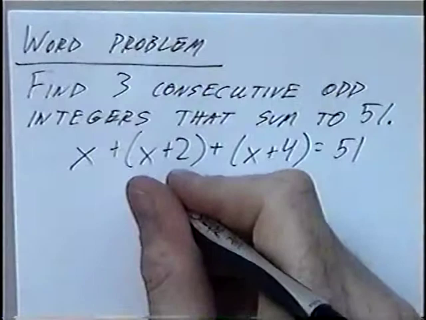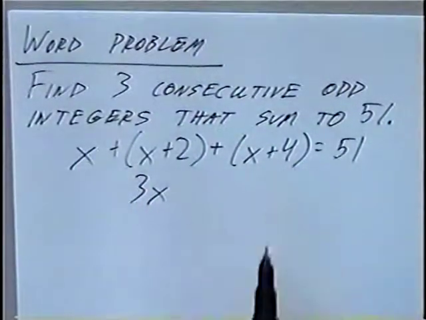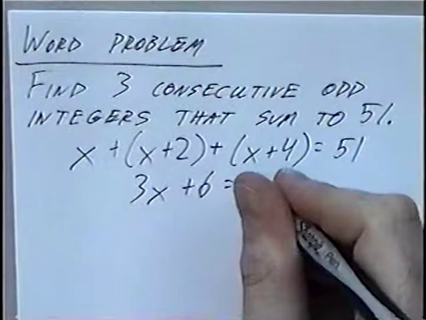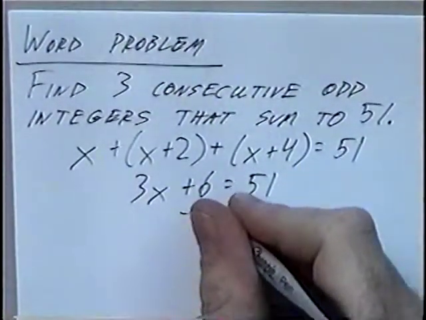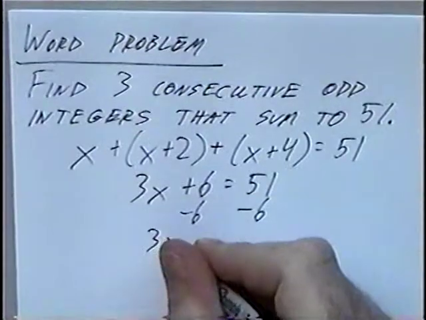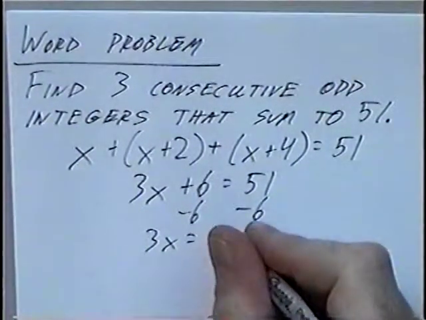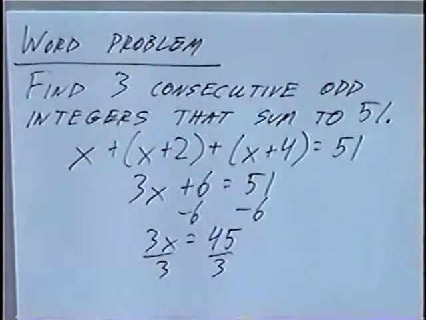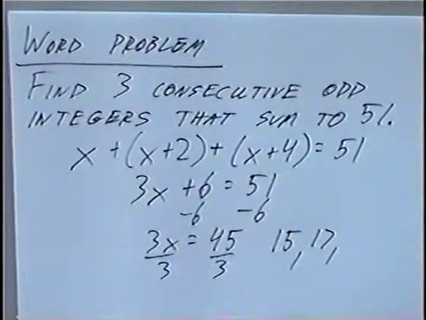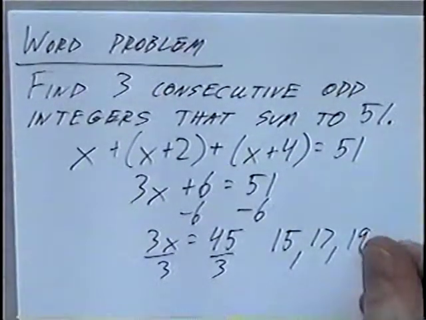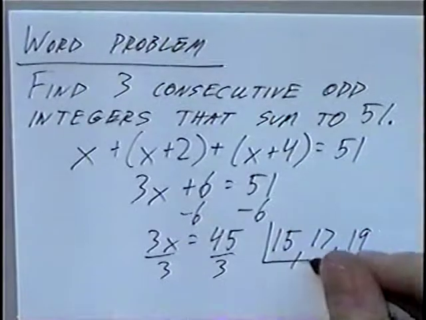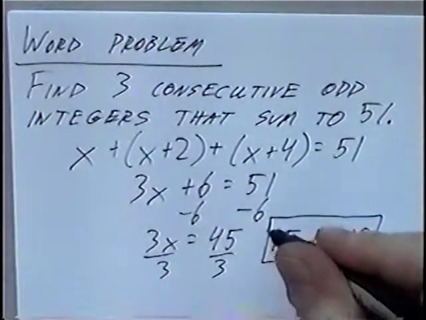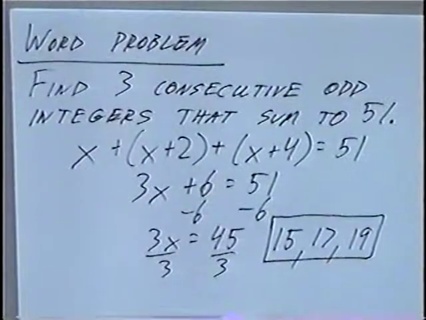x plus x plus x would be 3x, and 2 plus 4 would be 6, equals 51. Subtracting 6 on both sides, 3x equals 45. Dividing by 3, our first number would be 15. The next consecutive odd number after 15 would be 17, and after 17 would be 19. So the three consecutive odd integers that add to 51 are 15, 17, and 19.